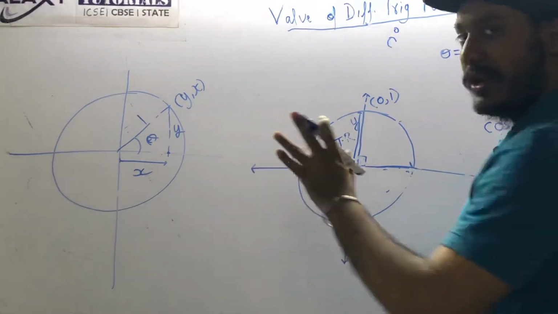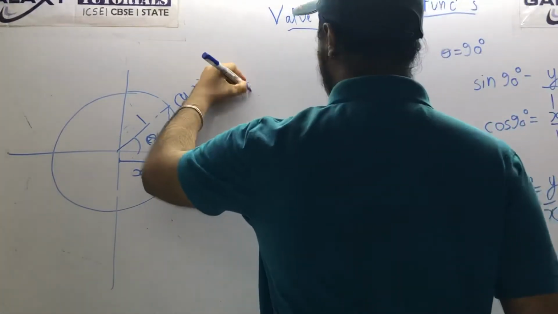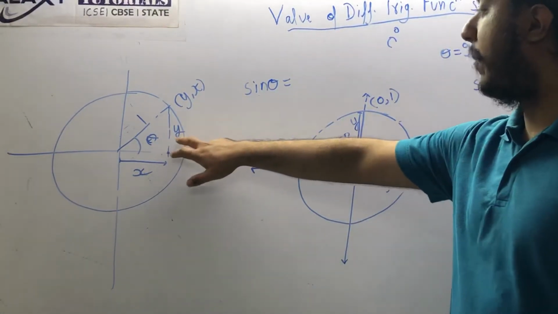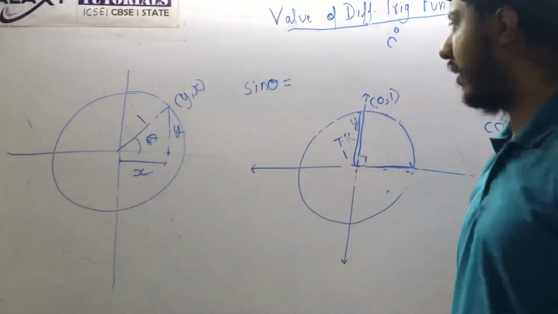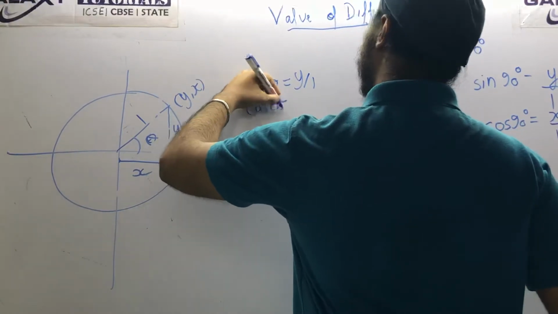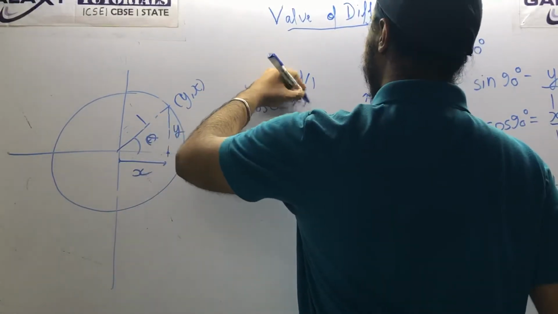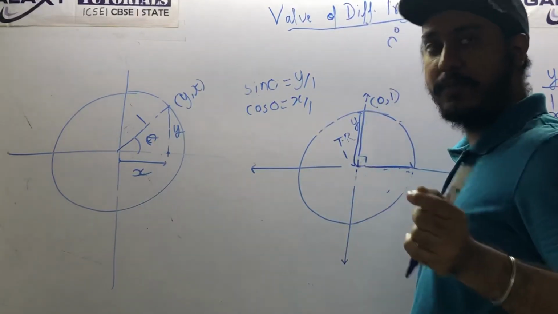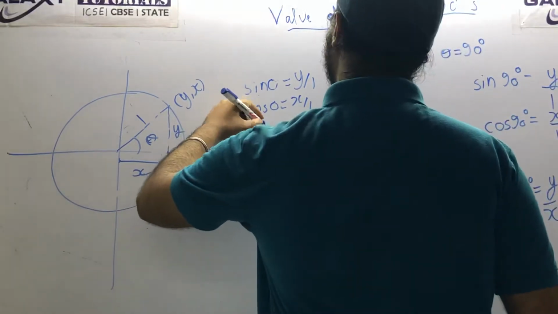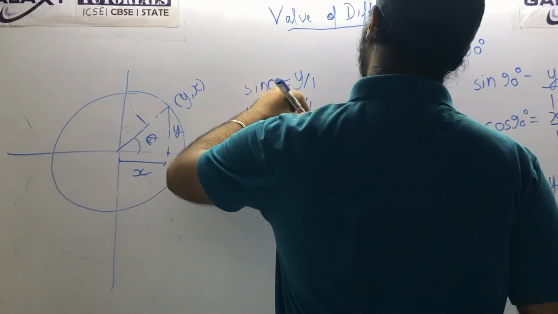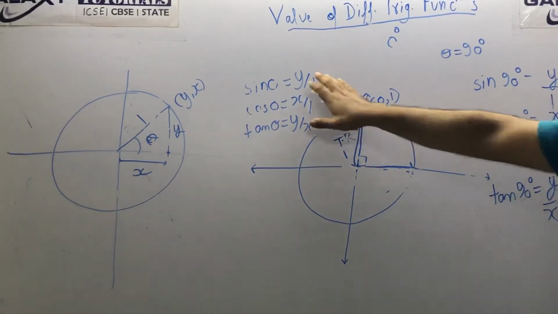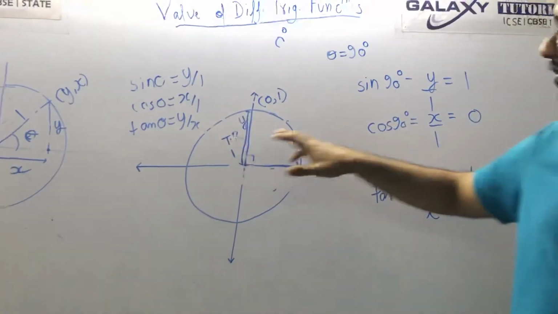So we found out the general values for sine, cos, tan earlier. Sine theta will be equal to perpendicular upon hypotenuse, y upon 1. Cos theta will be equal to base upon hypotenuse. I already made this diagram in the video before, and I am making it again for your reference. And tan theta was y upon x. This is the same thing, I am just putting the values in this formula.